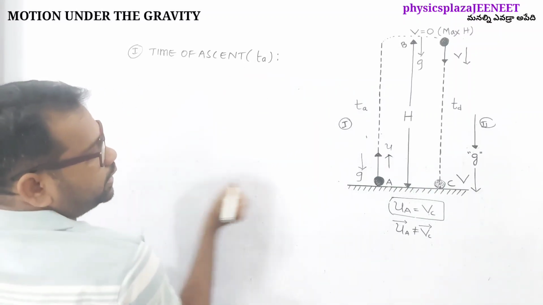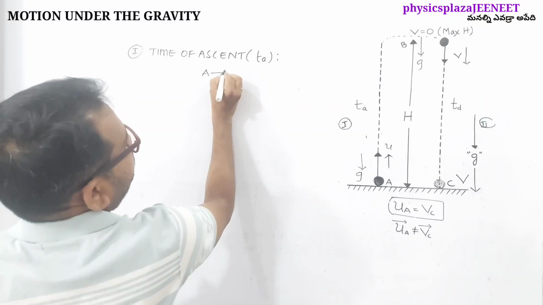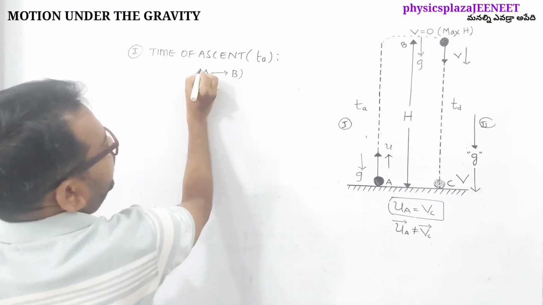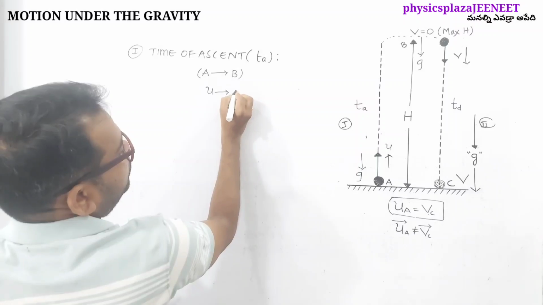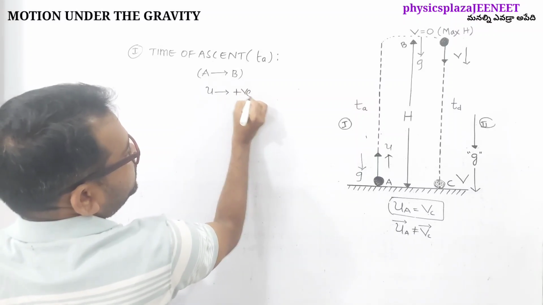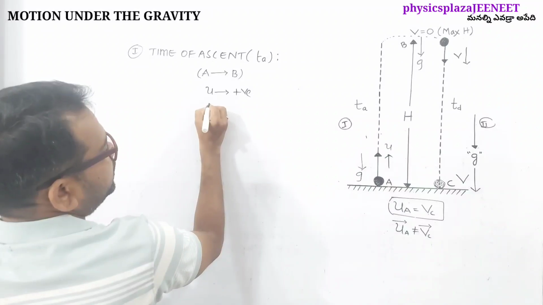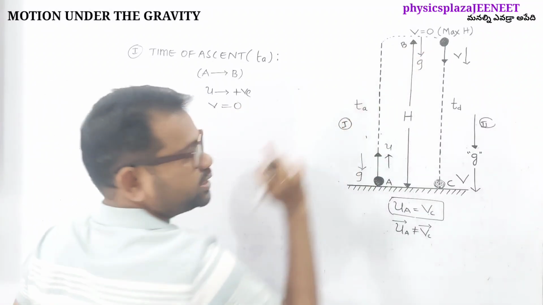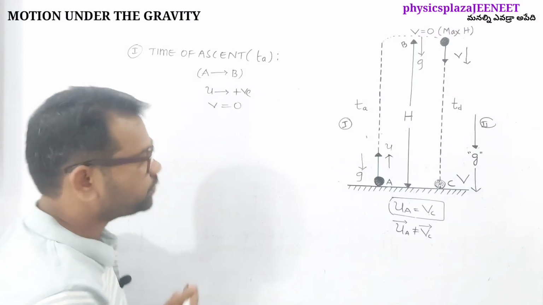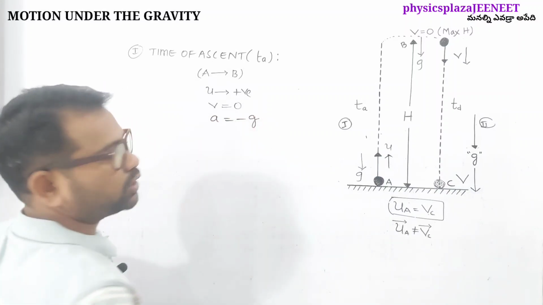So look here. As the body is going from A to B, try to understand. It is a journey from A to B. So it has the initial velocity. Is it positive or negative? Positive. Why? Because the velocity is in the upward direction. But at point B, its velocity is 0. At point B, the maximum height, V is 0. And A is equal to minus g only.